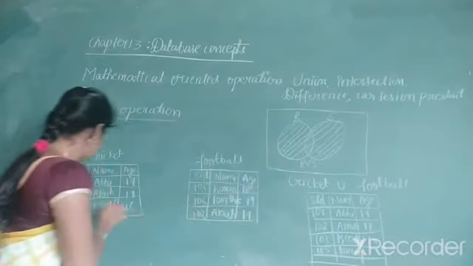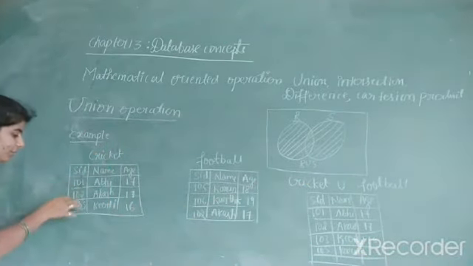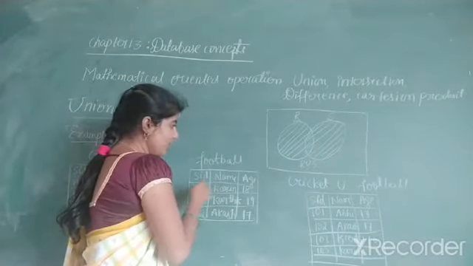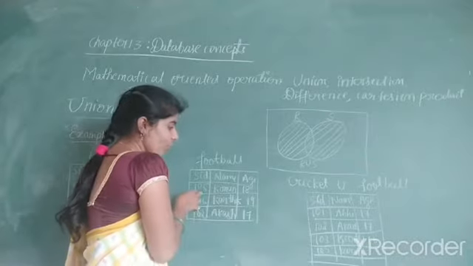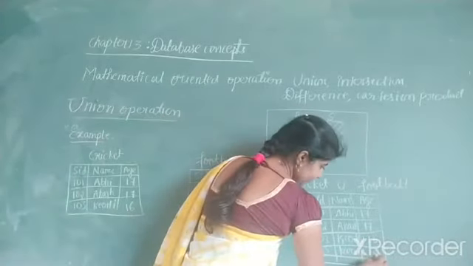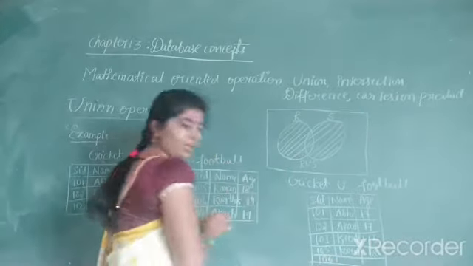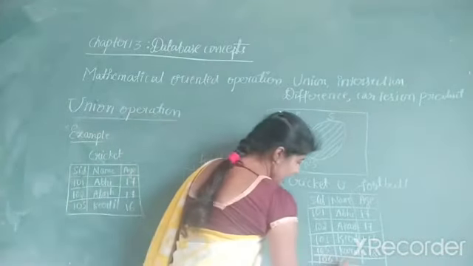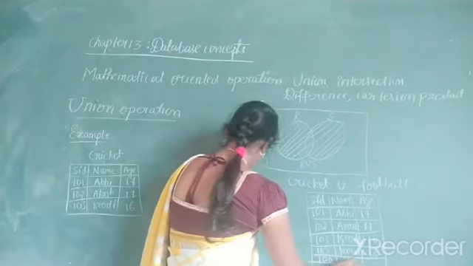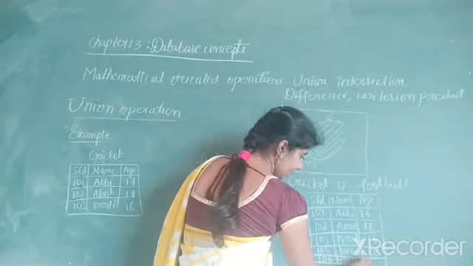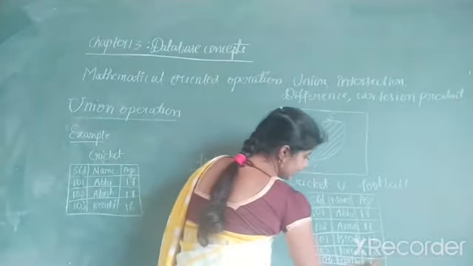This completes the cricket table, where we have written 101, 102 and 103. Now come to the football table and combine its values with the cricket table. 105, Karthik, 18 is the age. And next 106, the name of the student is Karthik and the age is 19.